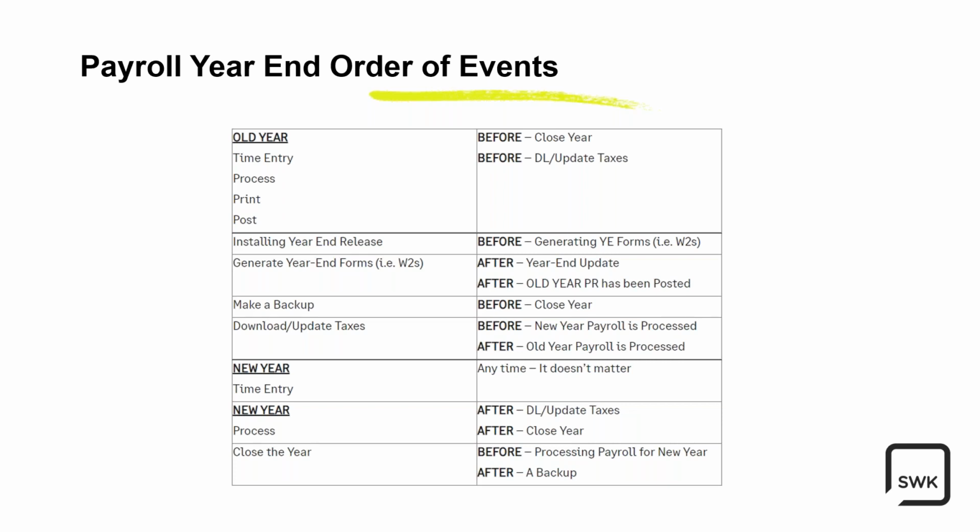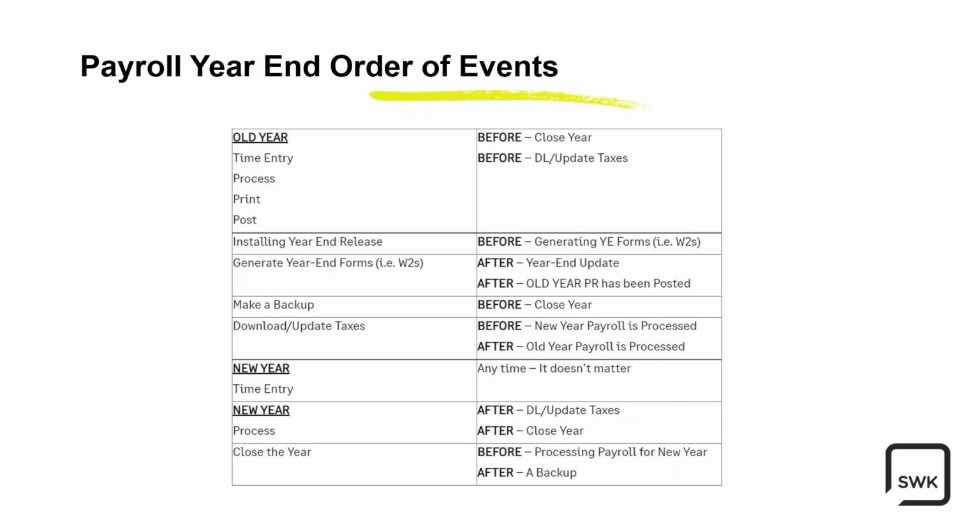Then after that's done, so your final payroll is done, you close out payroll, you're going to install your year-end release. So that year-end release is that IRD we were talking about, the interim update. You'll install that year-end release. You'll install any updates that come through Payroll, and then you do that before you generate any year-end forms.